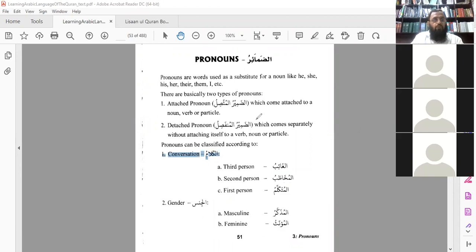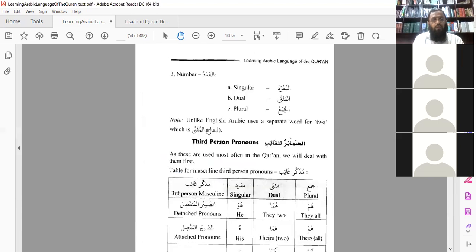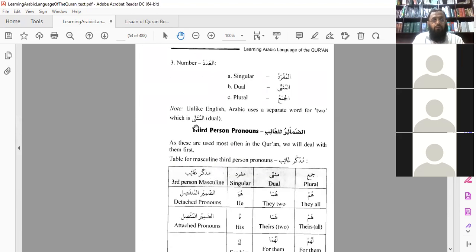Now, al-adad means number. And what are the numbers? Singular, al-mufrad. Dual, for two, al-muthanna. And for plural, al-jam'. Now we have to focus only on the munfasil form, not the others.